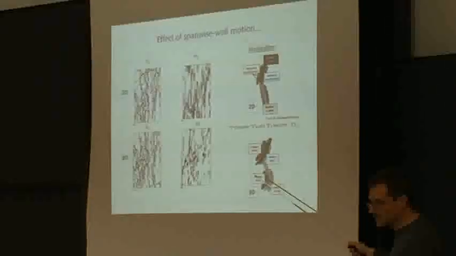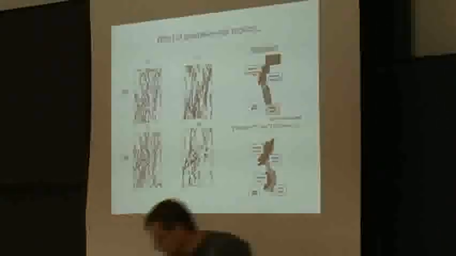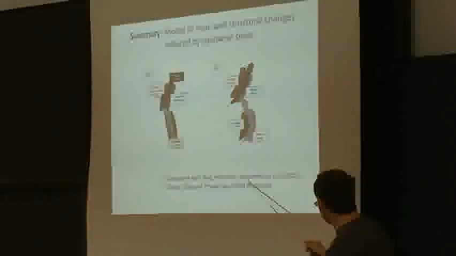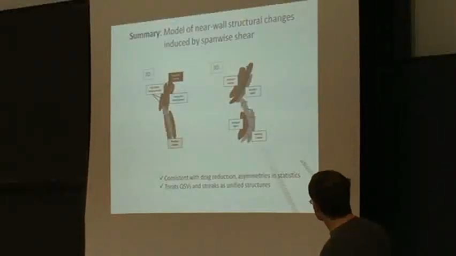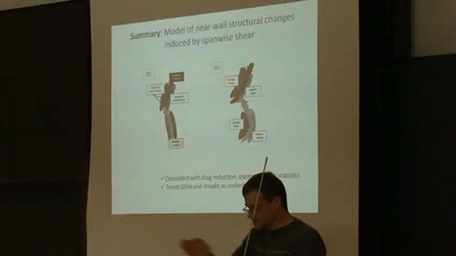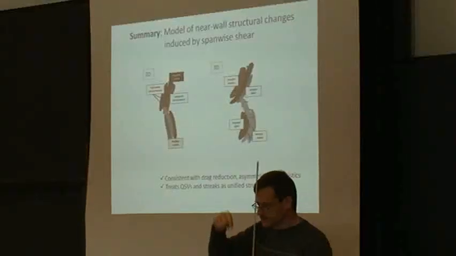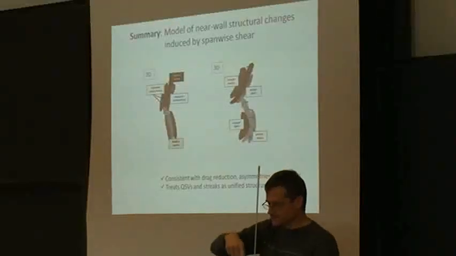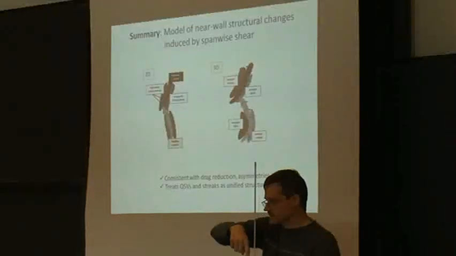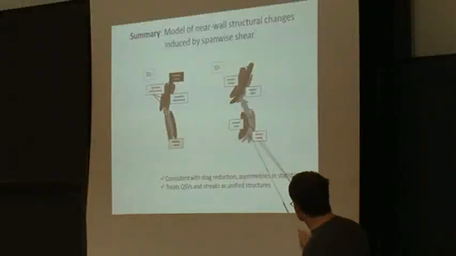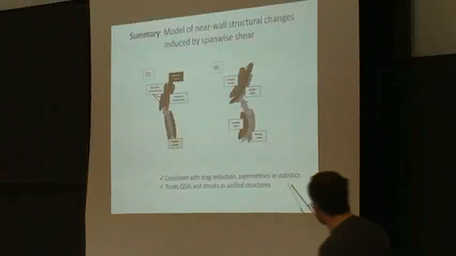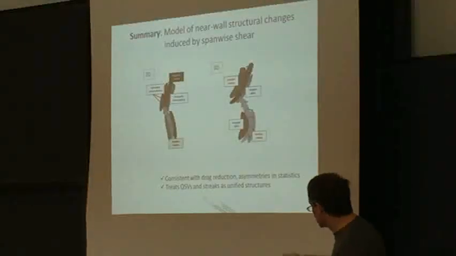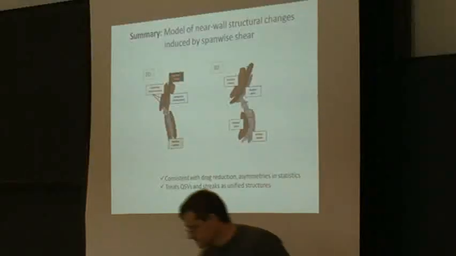And if you adopt that kinematic model, you can explain what happens both in terms of the drag reduction and the asymmetries in the statistics. What happens is it's sort of like the difference in the strength of a downwash of a line vortex and a vortex ring. Because you've got a curved bit of vorticity, its effect is going to be stronger than a straight bit. And that's the way Antoine justified it. And it does have the advantage of treating the quasi-streamwise vortices and streaks as unified structures.